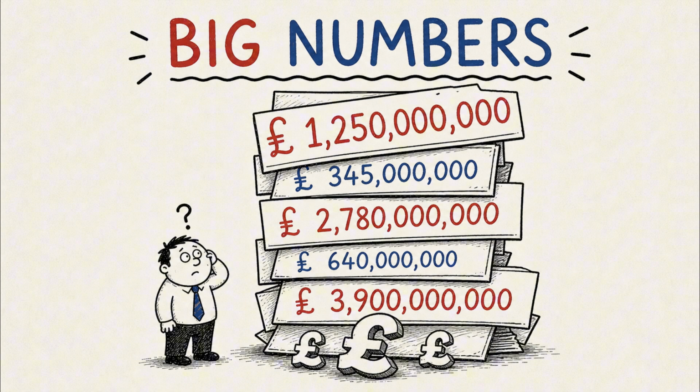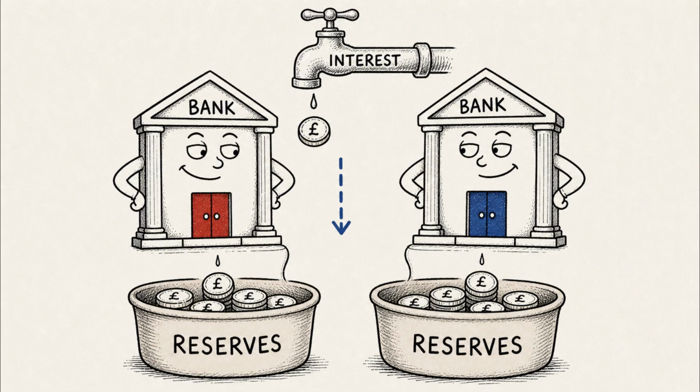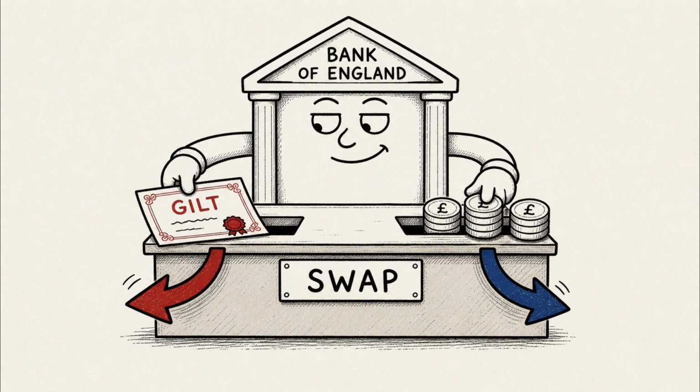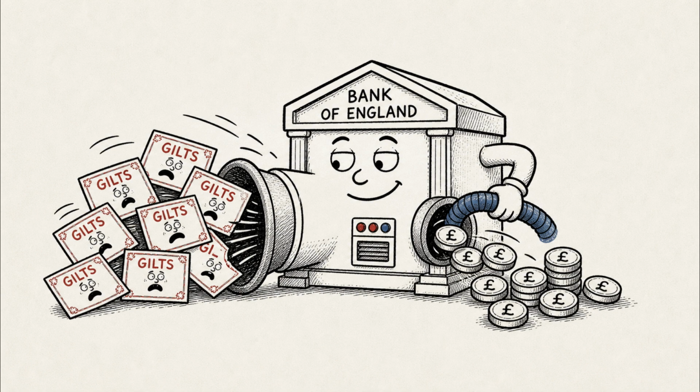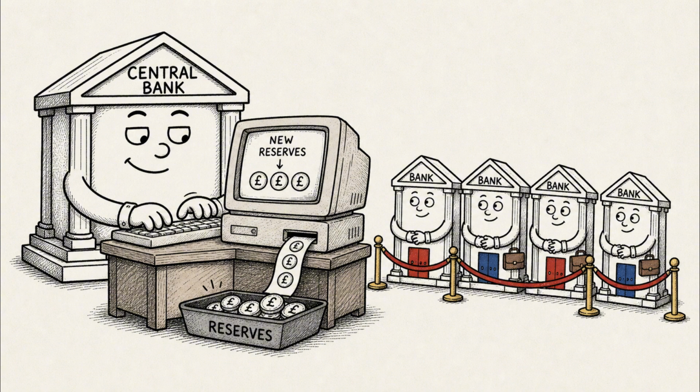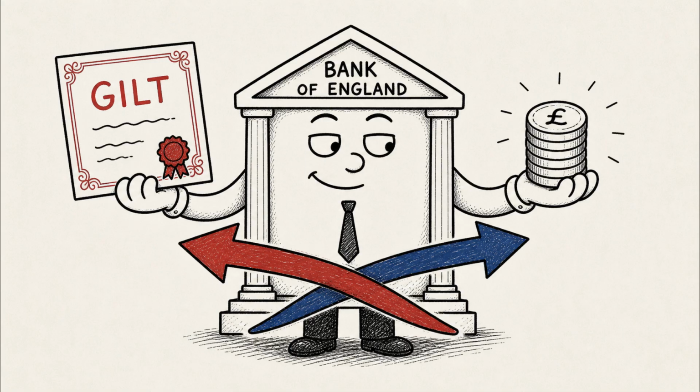The simple version is this: the Bank of England creates new central bank reserves. It uses those reserves to buy financial assets, mostly government bonds called gilts, from investors like pension funds and insurance companies. Those investors now have money instead of gilts. The Bank of England now has gilts. And the banking system now has more reserves. No tax was collected first. No saver had to deposit the money first. The bank did not find it down the back of the national sofa. It created central bank money electronically. This is the part where people start shouting because it sounds like free money.